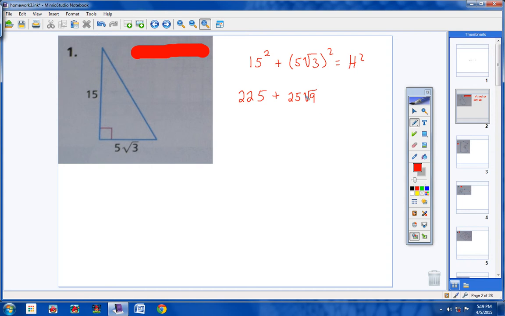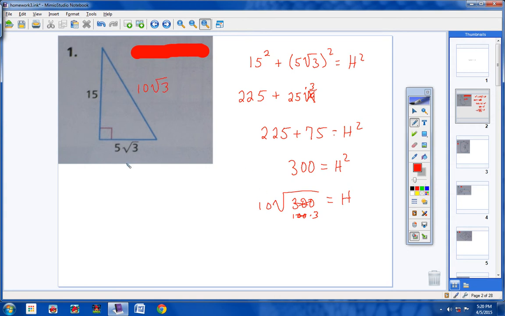Now, 25 times the square root of 9 is the same thing as 25 times 3, because the square root of 9 is really 3. So we end up with 225 plus 75 equals c squared. 225 plus 75 is 300. Take the square root of both sides, and your hypotenuse is the square root of 300. Now we can break 300 down into 100 times 3. The square root of 100 is 10. So we get 10 square root of 3.